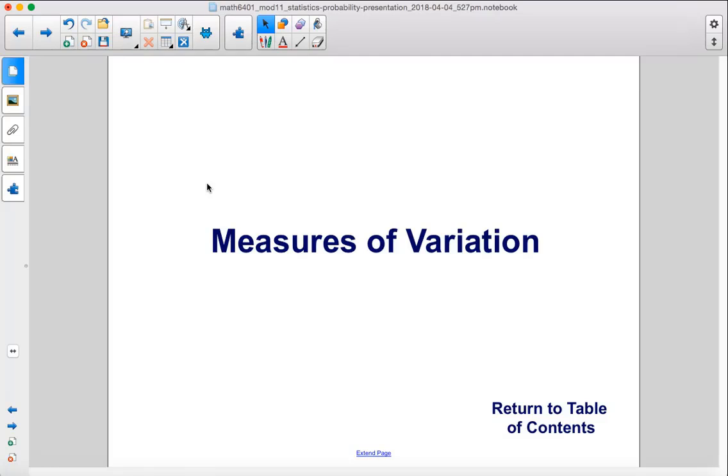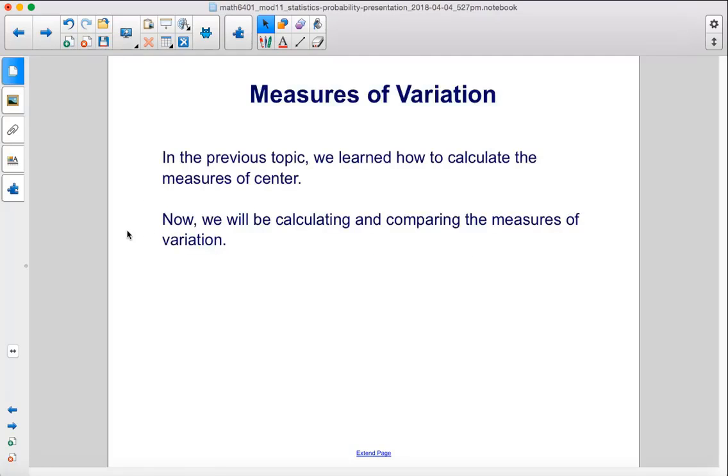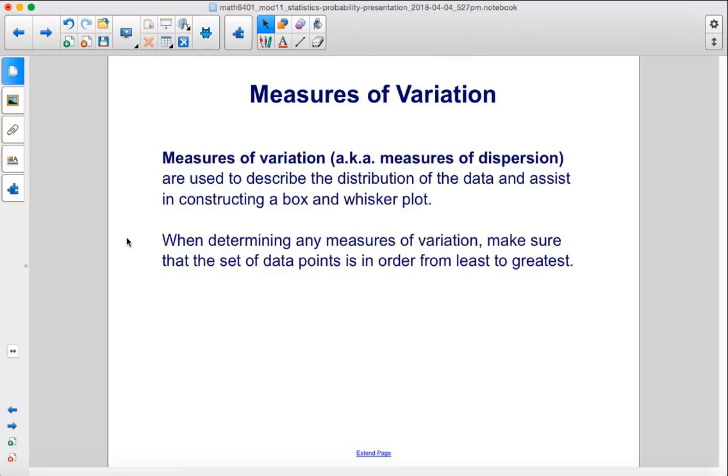Measures of variation. In the previous topic, we learned how to calculate the measures of center. Now, we will be calculating and comparing the measures of variation. Measures of variation, aka measures of dispersion, are used to describe the distribution of the data and assist in constructing a box and whisker plot.